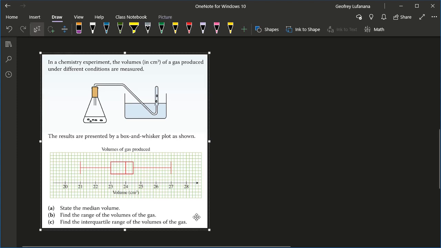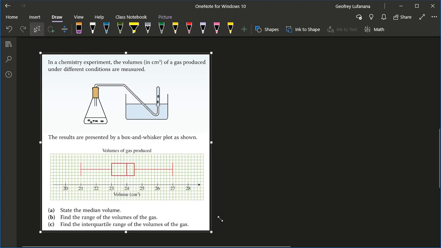Now the question requires us to read this box plot and determine the median value, the range, and the interquartile range. Now the skill required here, or what we need to remember, is the parts of the box plot mentioned earlier, but let me repeat them for emphasis.